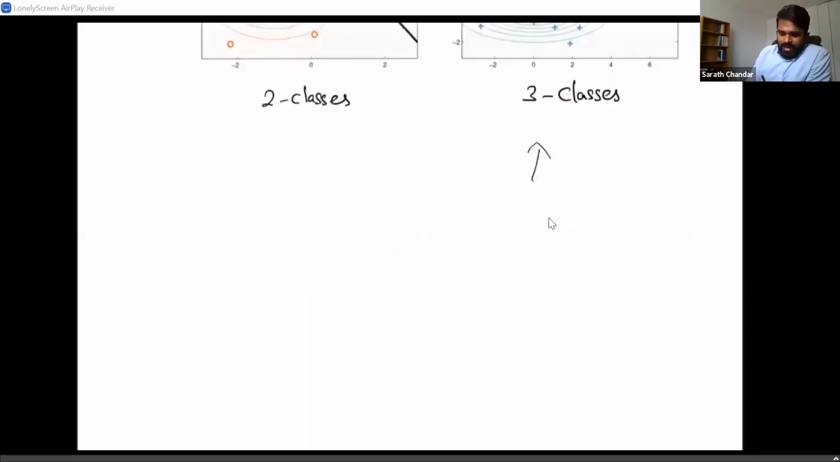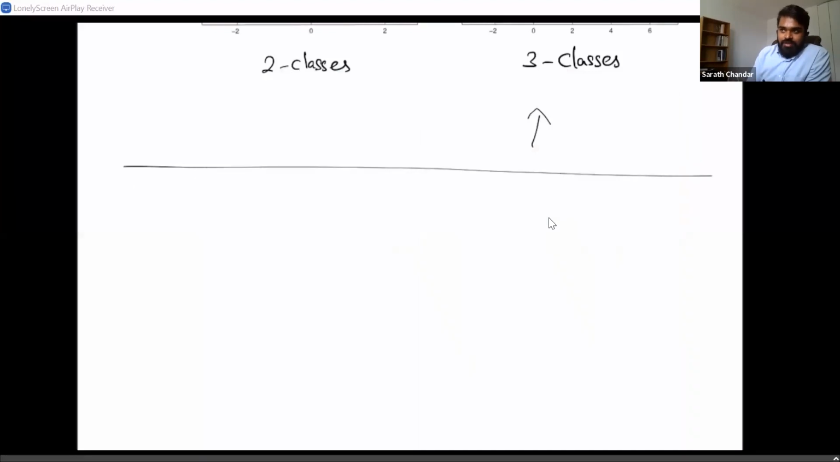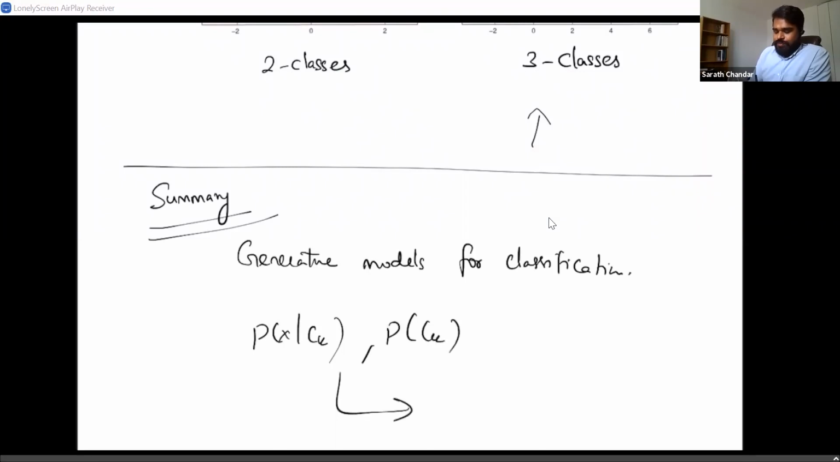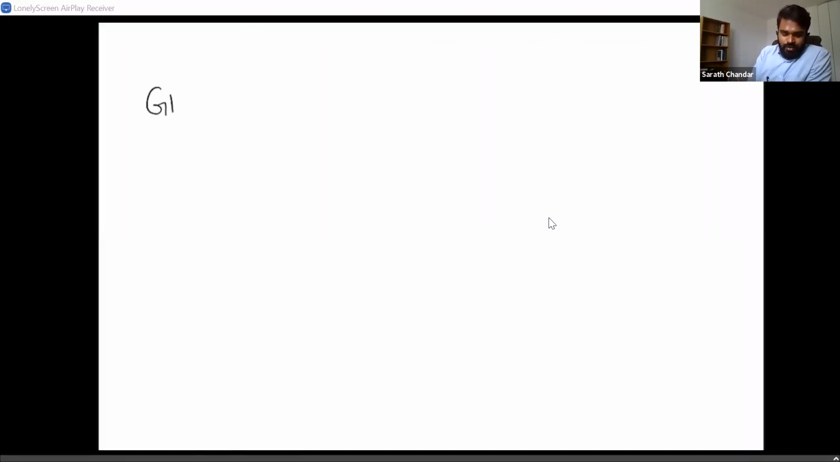So now let's try to summarize. We had a very lengthy discussion starting from the last lecture on GDA. So we are looking at generative models for classification. The basic idea is to compute P of X given CK and P of CK, and then use Bayes rule to compute P of CK given X. To do that, we have seen 2 models so far. The first model is GDA, and the second model is QDA.